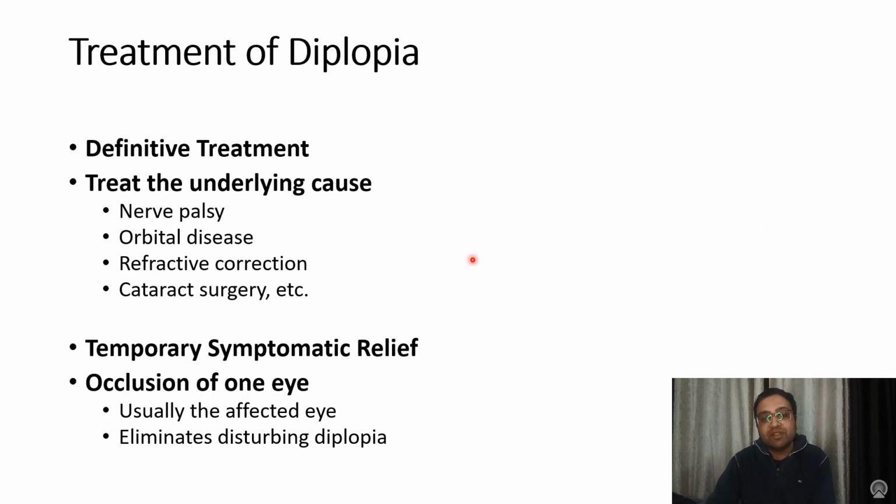To treat diplopia, definitive treatment is to treat the underlying cause, like treat the nerve palsy, optic disease, refractive correction, or cataract surgery. For symptomatic temporary relief, occlusion of one eye is advised. Usually, the affected eye is occluded, which eliminates the disturbing diplopia.